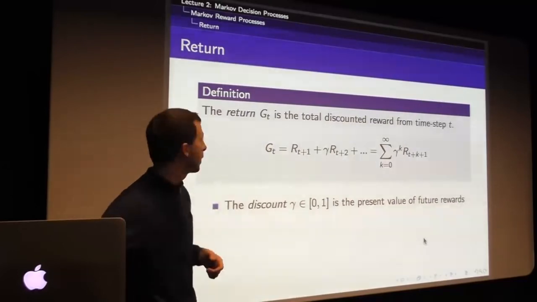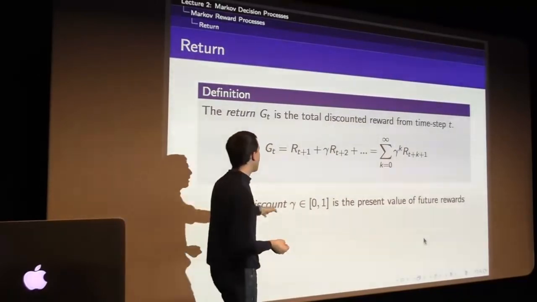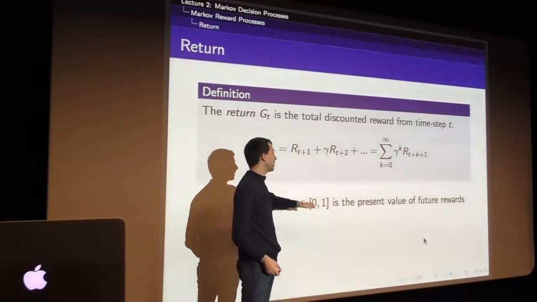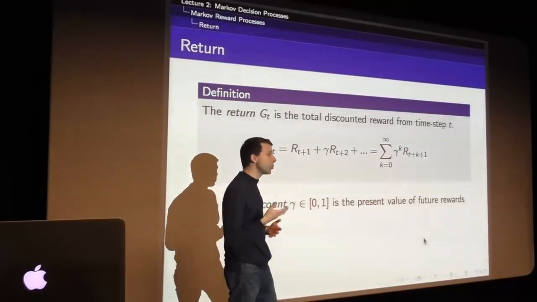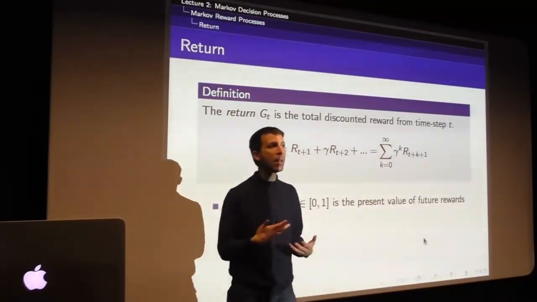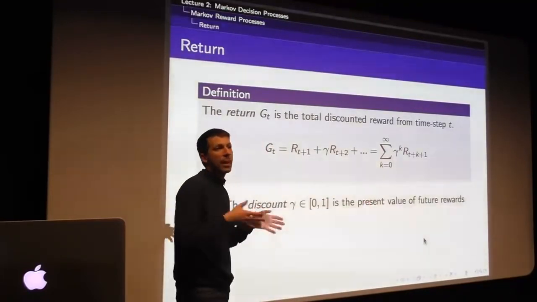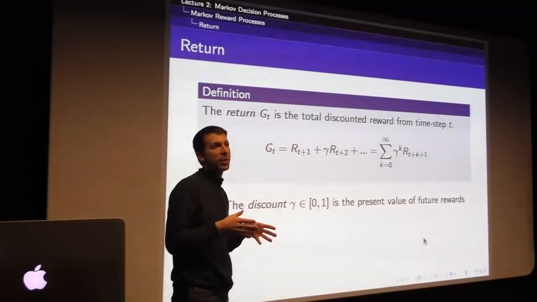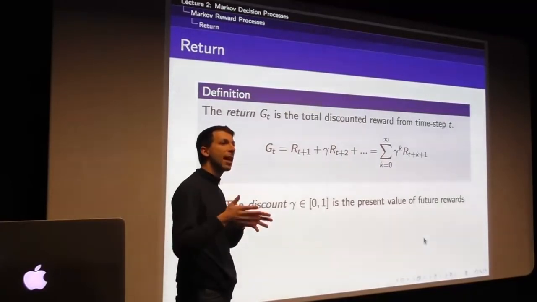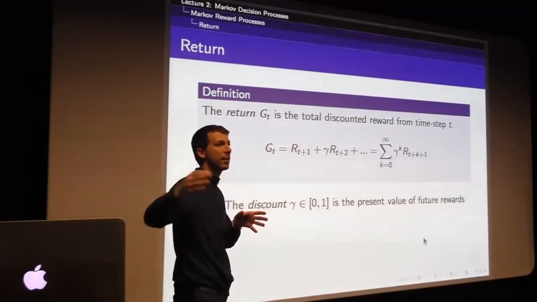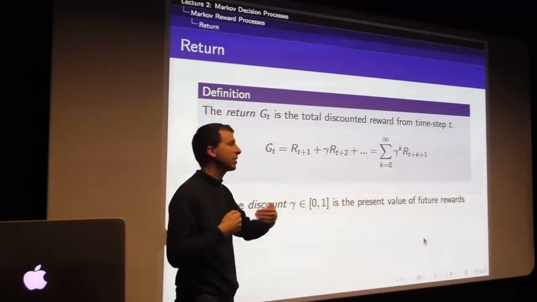So this discount factor then has to be something between 0 and 1. And it tells us, if you like, the present value of future rewards. It tells you how much I care now about rewards I'll get in the future. So if I'm at time step 10, and I know I'm going to get a reward at time step 20, then I should discount that an additional 10 times. It's 10 time steps into the future, so we're going to discount 10 more times.